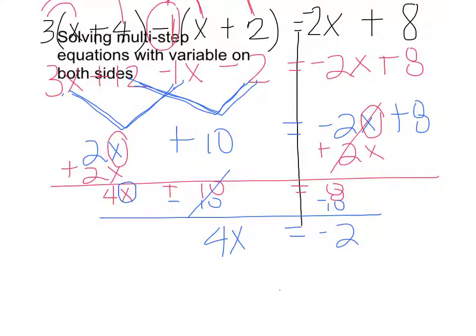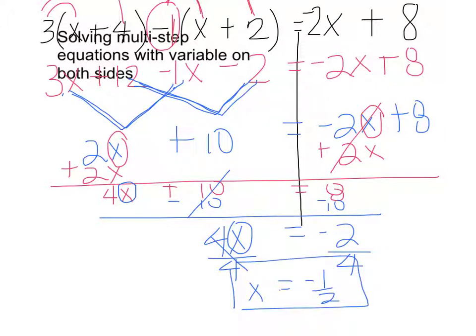And the last step is to divide by the number in front of x, which is 4. Whatever you do to one side, do to the other. So x equals negative 1/2. That can be reduced. And so that is what x equals. I have now solved an equation with variables on both sides.